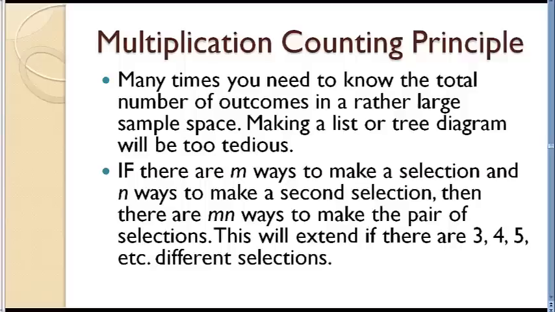Now, sometimes it's impossible to list out all of the possible outcomes of something. So there is a multiplication counting principle that we can use here. In the second part of this, we'll be going into more elaborate counting techniques. But essentially, if we have m ways here to make a first selection and then n ways to make a second selection, the total ways of making the pair would be m times n. And if we have 3, 4, or 5 different selections, we could continue.